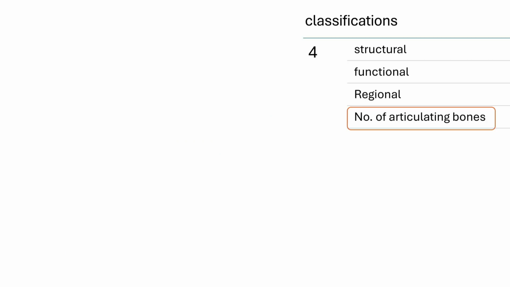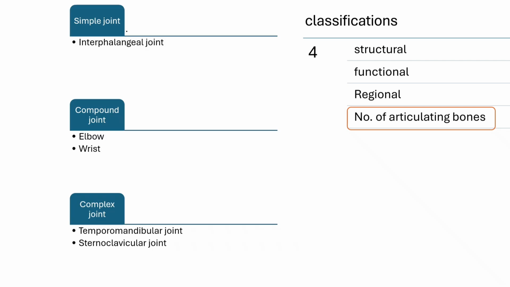Now the fourth type of classification is classification by number of articulating bones, or the number of bones that participate in the formation of that joint. So here the subclassifications include simple joint, compound joint and complex joint. So here we are thinking about how many bones form the joint. In simple joint, only two bones articulate. An example is interphalangeal joint, that is in between your fingers. Only two bones articulate to form this joint. That is a simple joint example.